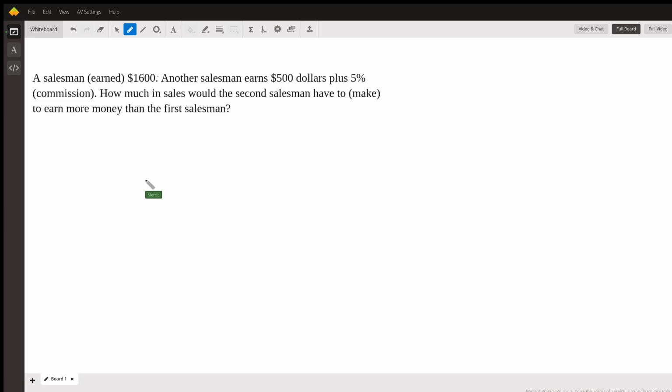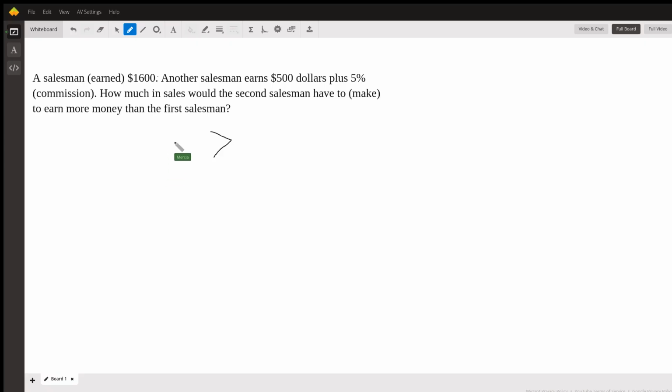It says a salesman earns $1,600. Another salesman earns $500 plus 5% commission. How much in sales would the second salesman have to make to earn more money than the first salesman? Well, what we're doing is comparing two quantities. So the best approach here is to form an inequality, which lets us know that we are looking for two values that are being compared to each other but are not equal.